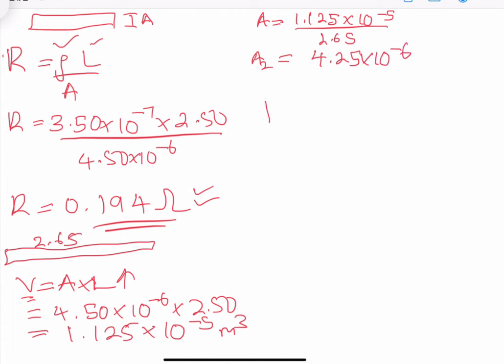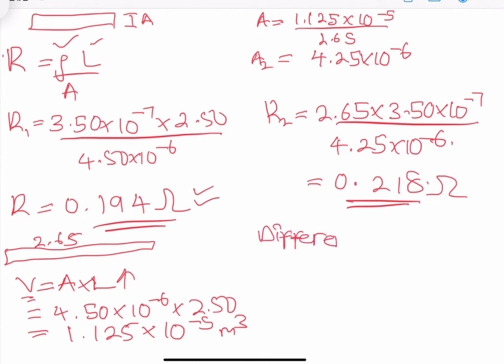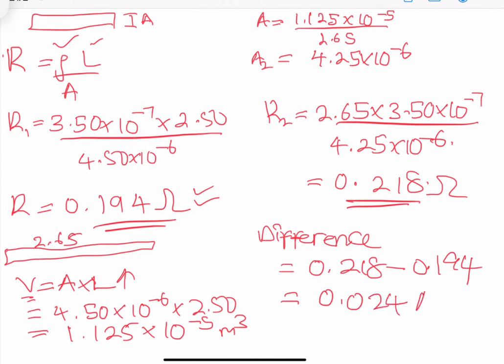So I now have to calculate my second resistance. I get the length of 2.65 times 3.50 times 10 to the power of negative 7, divided by my area of 4.25 times 10 to the power of negative 6, and I should get an answer of 0.218. Right? So this is my second resistance. This is my first resistance. So the difference is 0.218 subtract 0.194. This gives me a total of 0.024 ohms.